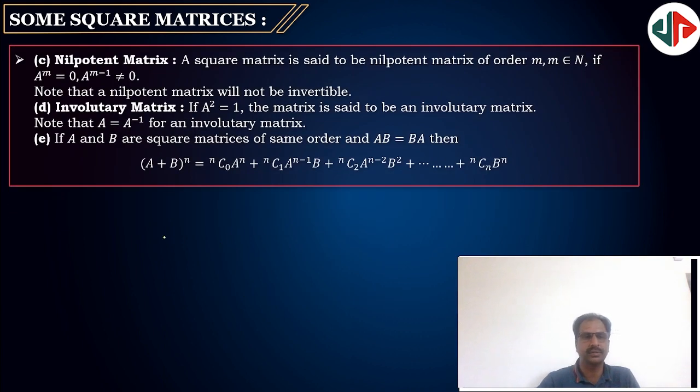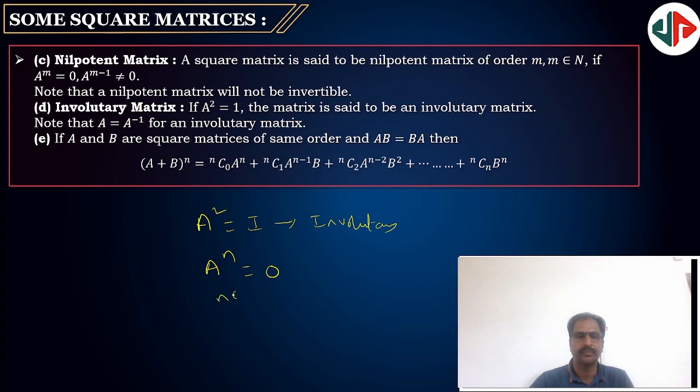Nilpotent we already discussed. Involutory I already told you: if A square is equal to I, it is involutory. And what is nilpotent? If A power n is equal to the null matrix, where n is a natural number, then it is known as nilpotent. And the least value of n is said to be the index of the nilpotent matrix.